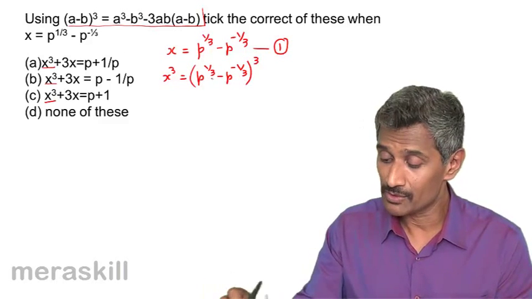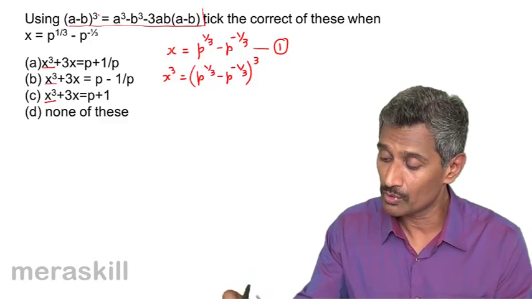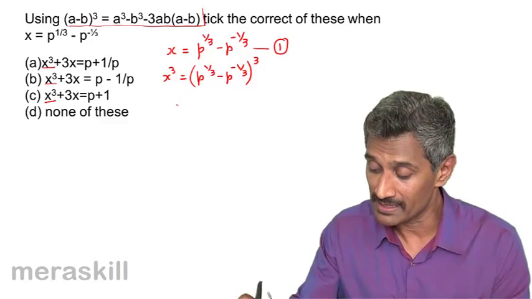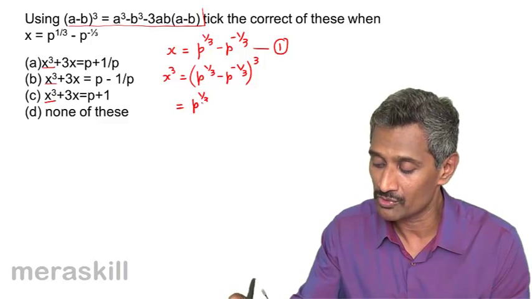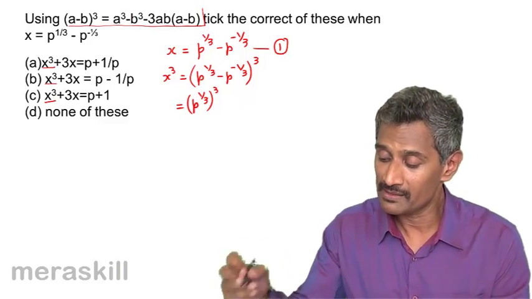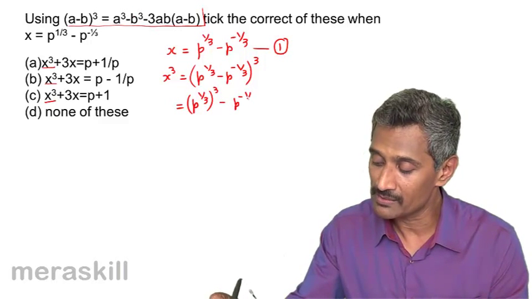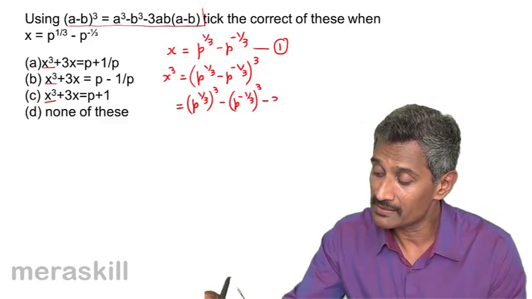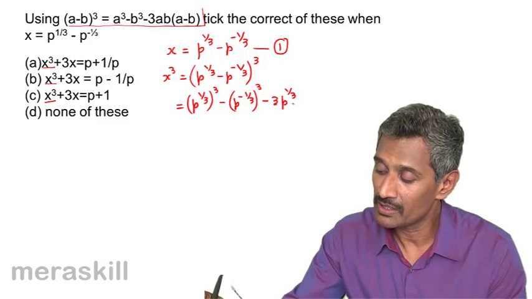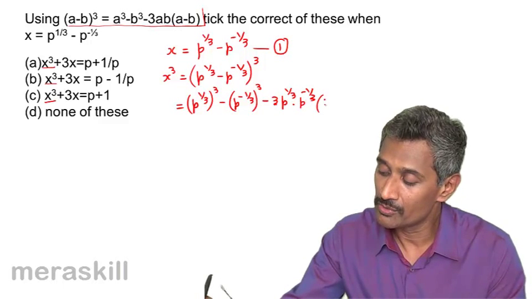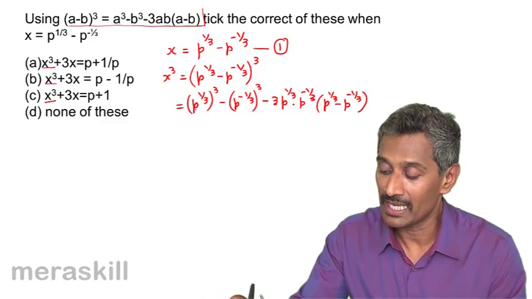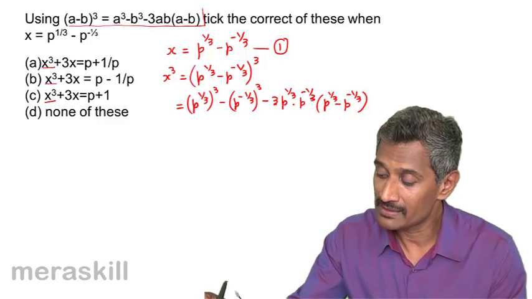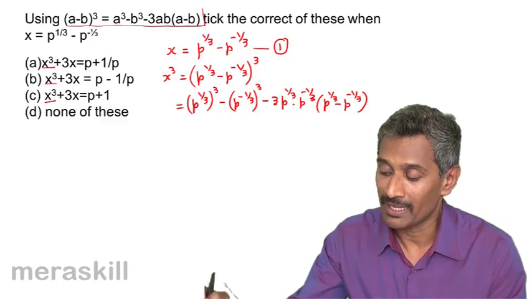So this remains as it is. Here we're going to use the rule (a minus b) the whole cube. (a minus b) the whole cube is a cube, that is (p raised to 1 by 3) the whole cube, minus b cube, that is (p raised to minus 1 by 3) the whole cube, minus 3ab, so it's minus 3 into p raised to 1 by 3 into p raised to minus 1 by 3, into (p raised to 1 by 3 minus p raised to minus 1 by 3). So it's a cube minus b cube minus 3ab into (a minus b).